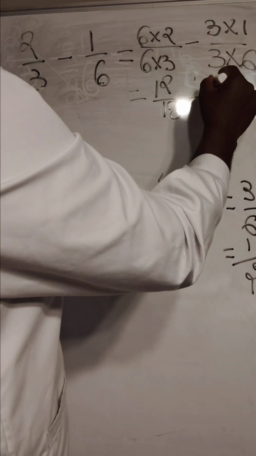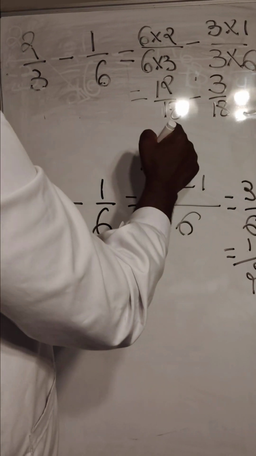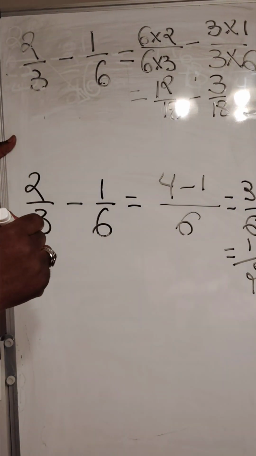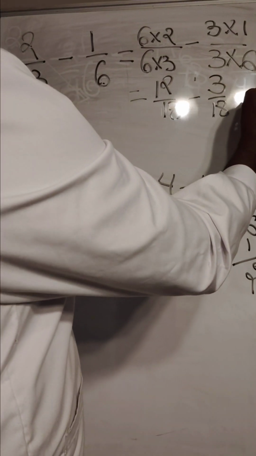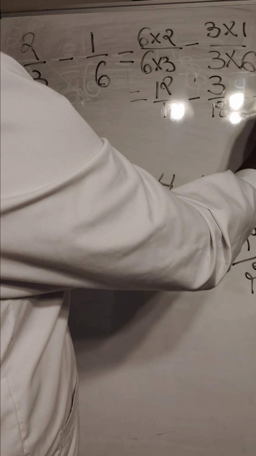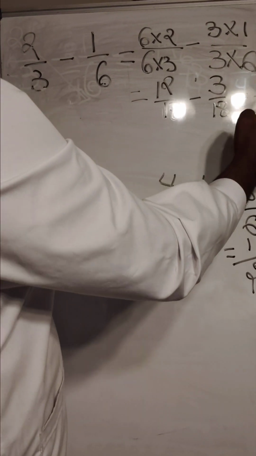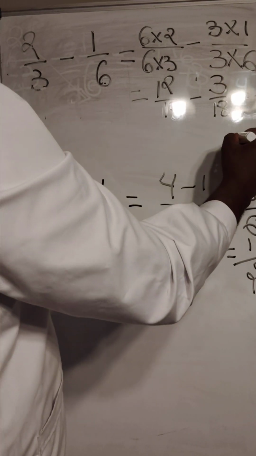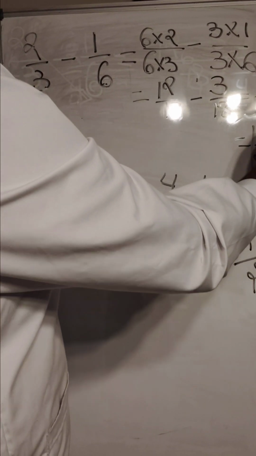Then I got 3 over 18. Both have the same denominator. So the only thing you're going to do is to put 18 over there. 12 minus 3 is 9. And when you have 9 over 18, it can be divided by 9. So you end up with 1 over 2.